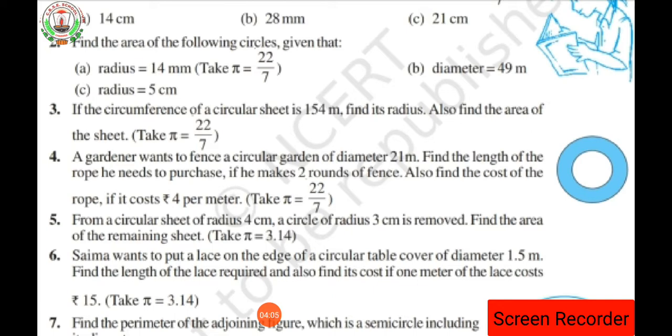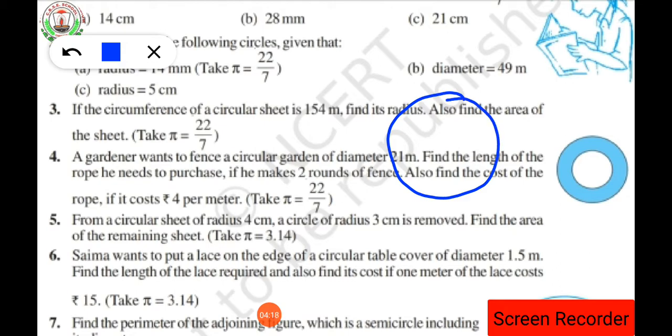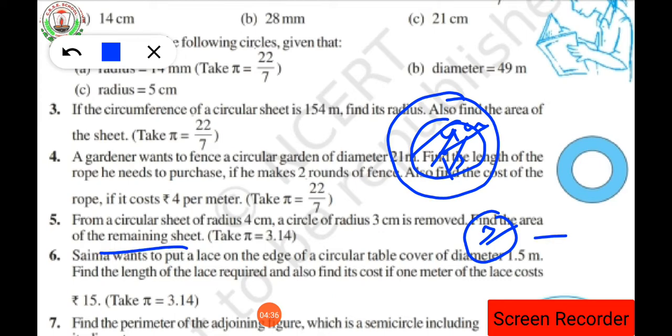Then question number 5. A circular sheet of radius 4 centimeter, a circle of 3 centimeter is removed, find the area of the remaining sheet. Suppose this one is a circle. Clear everyone? Its radius is 4 centimeter. Now one more circle is drawn inside and its radius is 3 centimeter. This 3 centimeter radius circle is removed from the circle. Now it is asked to find the area of the remaining sheet. That means this area, 2 circles are drawn, isn't it? So this area we have to find in this question.